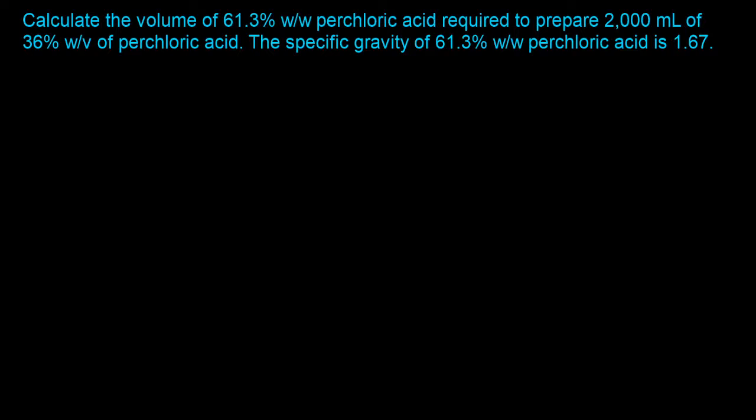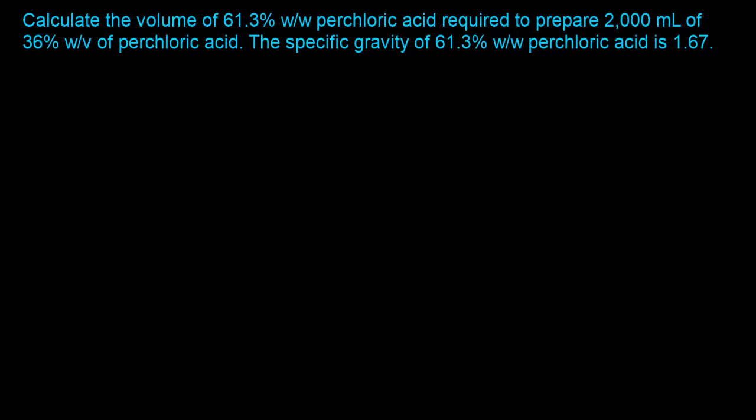So second question says, calculate the volume of 61.3% weight by weight perchloric acid required to prepare 2000 milliliters of 36% weight by volume of perchloric acid. The specific gravity of 61.3% weight by weight perchloric acid is 1.67.